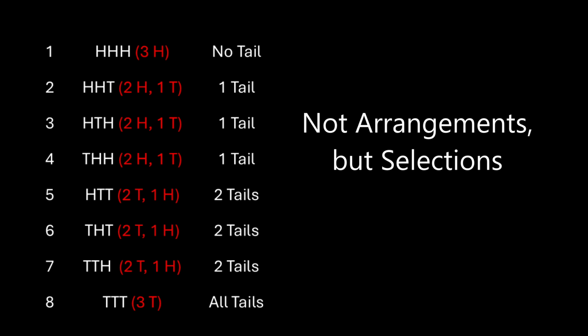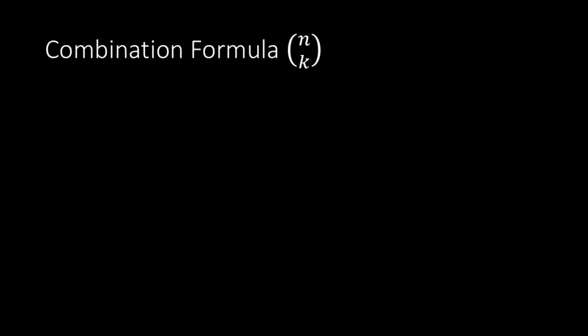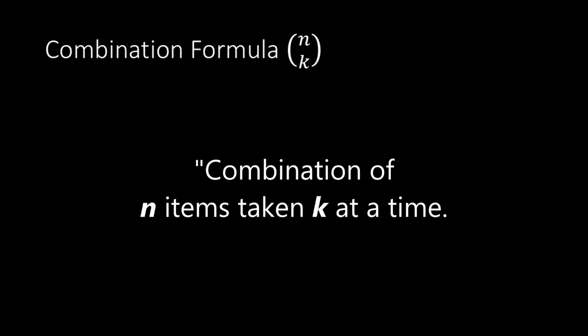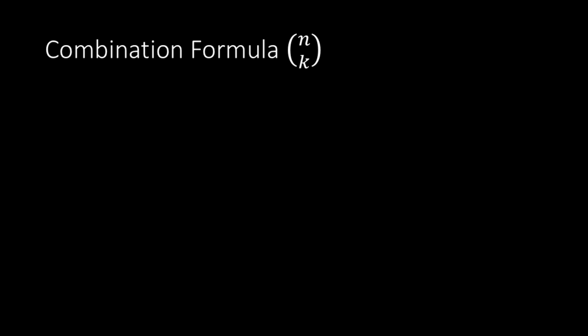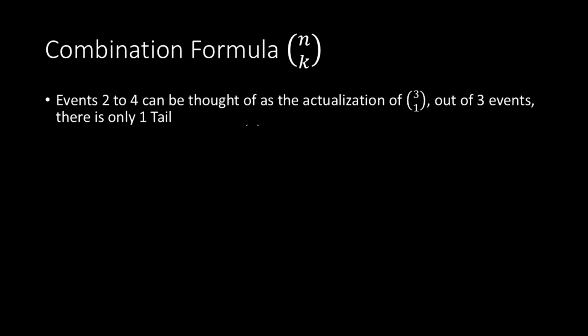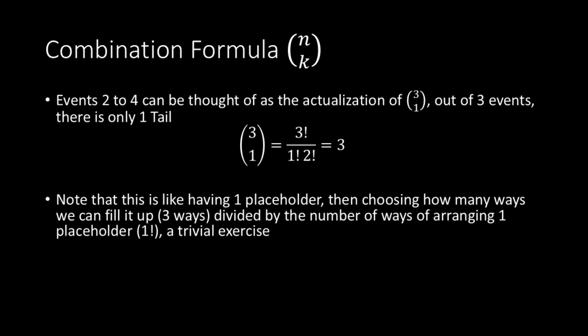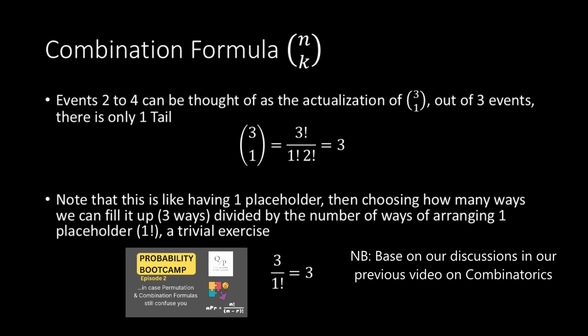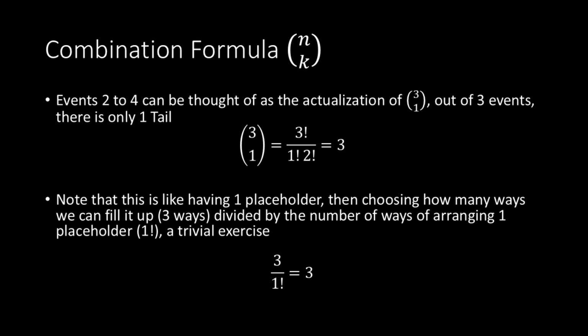Now, consistent with mathematical literature, let's use the notation nCk to mean the combination of n items taken k at a time. So, events 2 to 4 can be thought of as the actualization of 3 combination 1 of 3 events where there's only 1 tail. And here's the formula. Note that this is like having 1 placeholder, then choosing how many ways we can fill it up. And there are 3 ways. Divided by the number of ways of arranging 1 placeholder, which is just 1 factorial, a trivial exercise, like so.